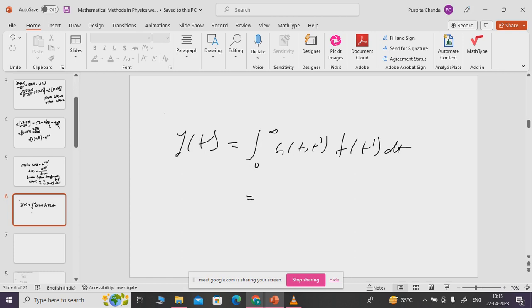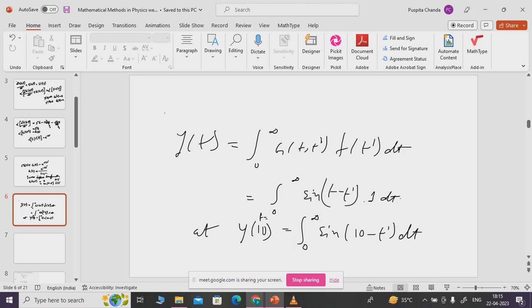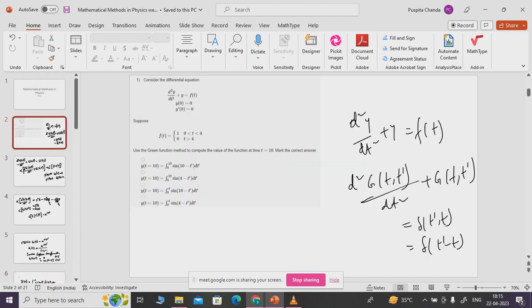So we know f(t') is equal to 1 for t between 0 and 4. So it is the integral of sin(t - t') times 1 dt'. At t equal to 10, it will be the integral of sin(10 - t') dt', and the limits will be 0 to 4.